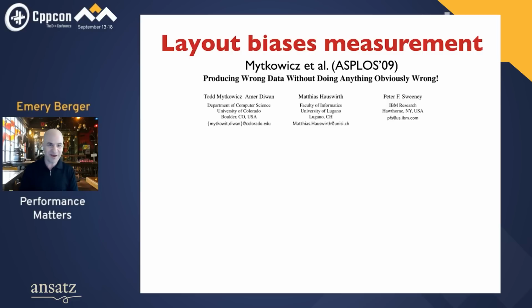This is the title of the paper, Producing Wrong Data Without Doing Anything Obviously Wrong. You can look this up online. It appeared at the ASPLOS conference in 2009. What it shows is there's a bunch of things that seem very minor and seem like they shouldn't have any impact on anything, and yet they can have really, really large impacts. So what are some of those things?